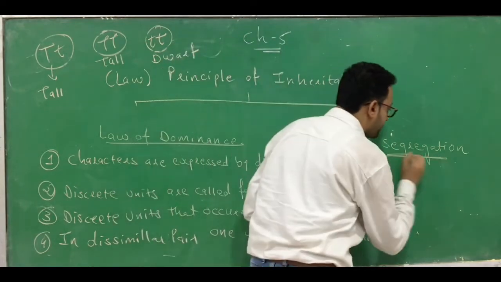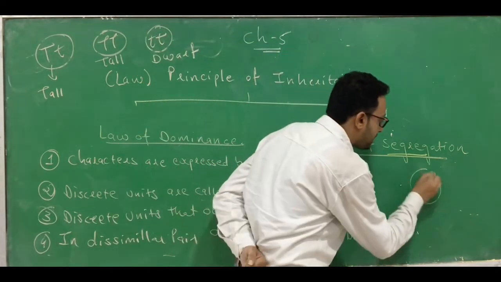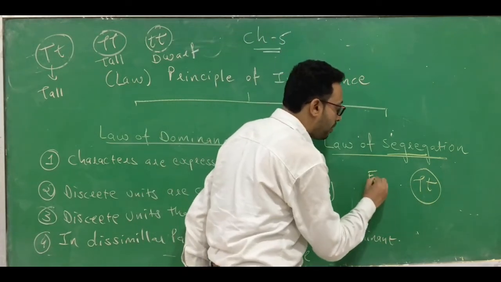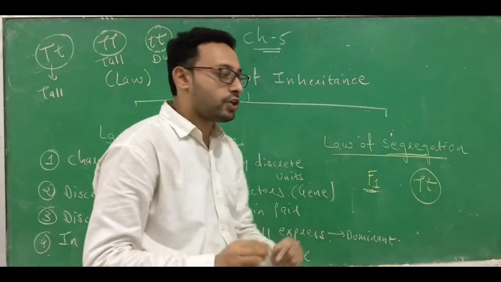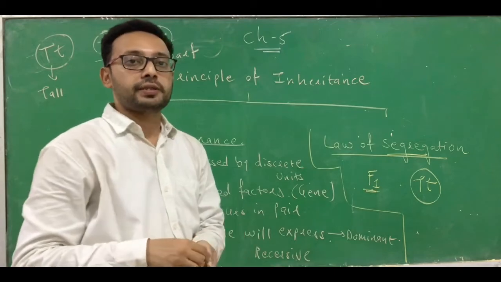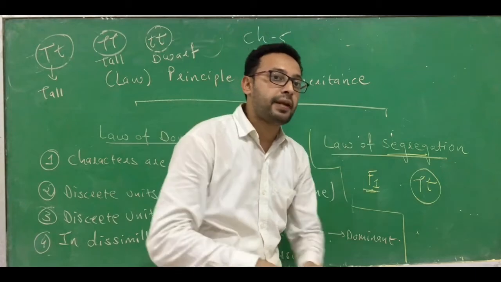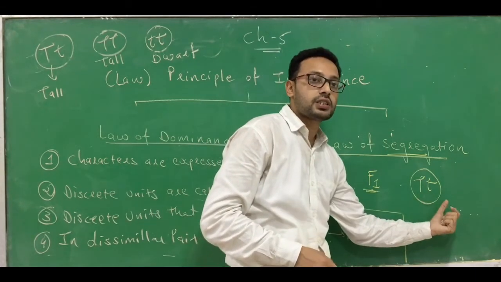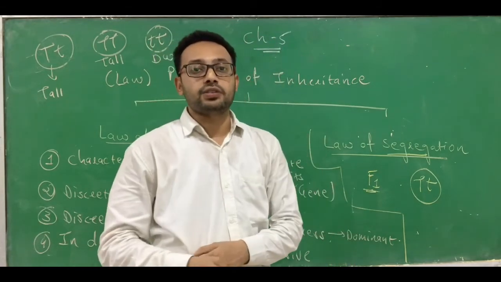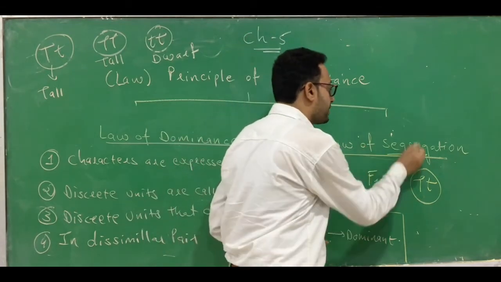Next is the law of segregation. Let's see. Here you can see that in the Mendel monohybrid experiment, all the plants obtained in the first generation are capital T, small t. Now, you see that in the first generation all plants were tall. Mendel crossed these with an equally tall plant, a self-cross, but still in the F2 generation he got dwarf plants. Why is it? It is due to the law of segregation.